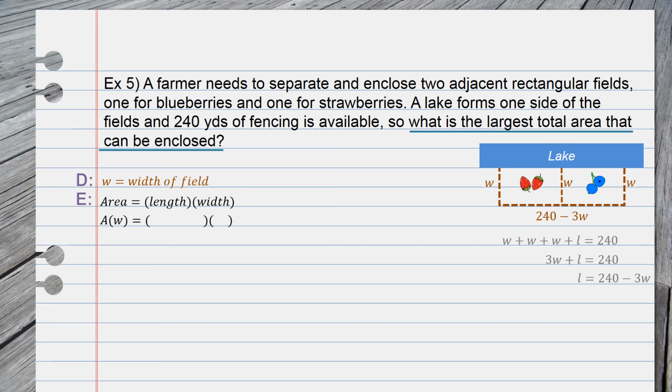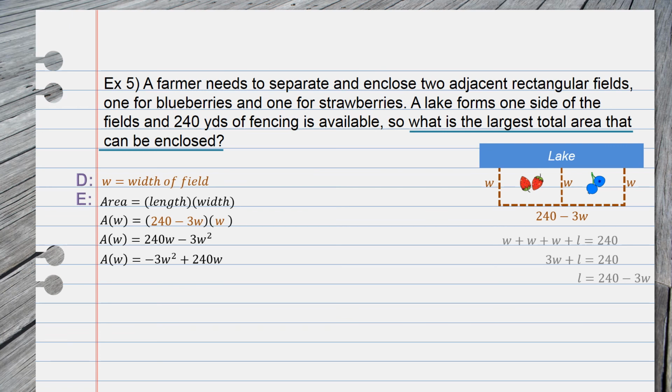Now look at your figure. What did we call the length? Well, we called it 240 minus 3W. What did we call the width? We called that W. And so now we need to multiply our length times the width, which means for us, we will need to distribute, which gives us 240W minus 3W squared. Since we have W squared, that means this is a quadratic, and so it needs to be in the correct order. If we rearrange it, we will now see A of W equals negative 3W squared plus 240W. Now this is our equation.